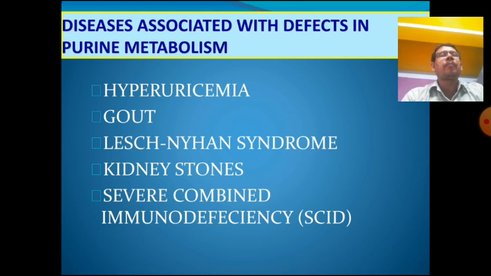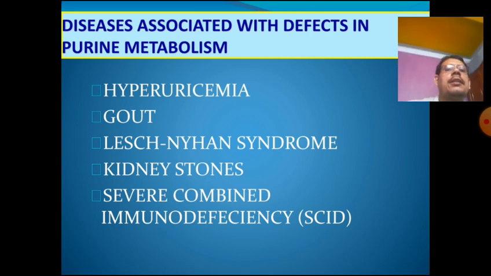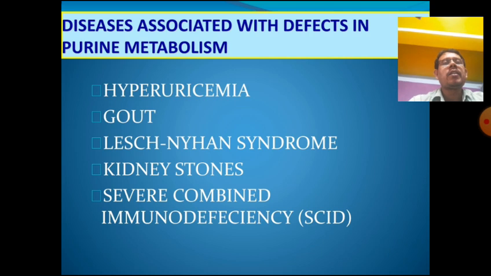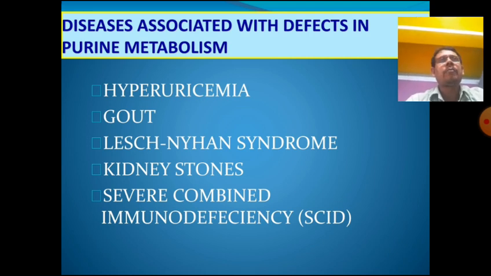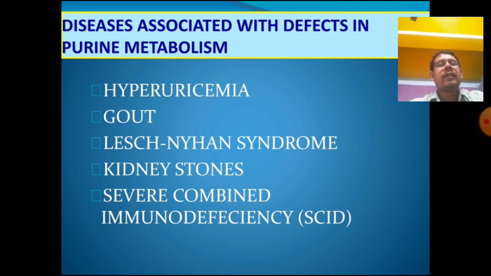If purine metabolism is proper, there is no problem. But if there is some metabolism problem of purine nucleus, there is a chance of many disorders or diseases. First, hyperuricemia, which means an increased uric acid level in your body. Another is gout, another most important inflammatory disorder, caused by the sodium salt of uric acid. Then Lesch-Nyhan syndrome, kidney stone, and severe combined immunodeficiency disorder, SCID.